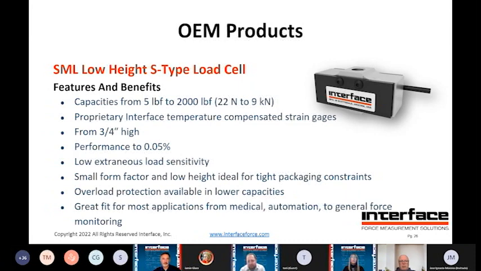We see it in everything from material testing to some light material testing to general force monitoring inside machines, automation, and medical as well. So good go-to. And we offer, again, many different flavors of this product over the years.